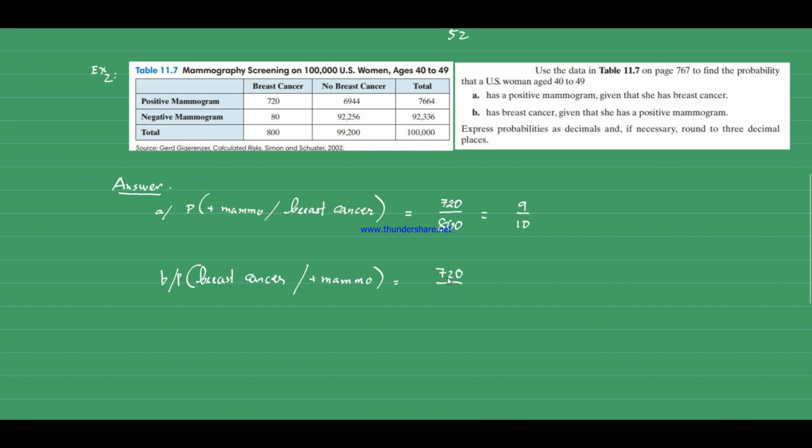And we need to find how many positive mammo. We have 7664. Okay, let's see how we do that. 720 divided by 7664. So it gives you 45 over 479. There you go. See? Very easy probability.